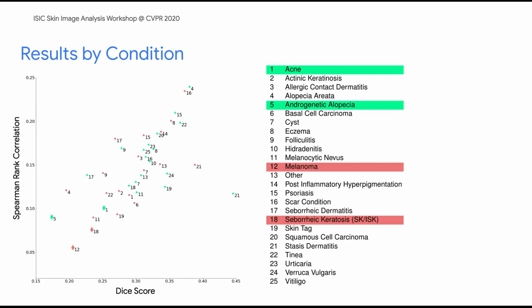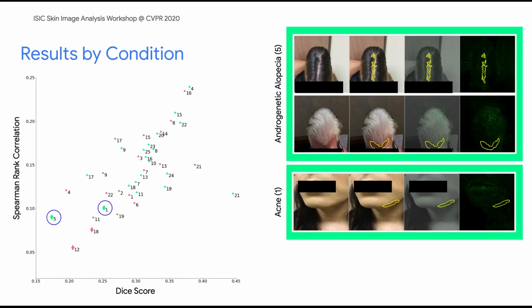We further analyzed these metrics stratified by skin condition. This scatter plot shows the mean Spearman rank correlation plotted against the mean dice score for correctly classified examples of conditions in green and incorrectly classified examples of conditions in red. First, we notice that categories with a higher Spearman rank correlation tend to also have a higher dice score, suggesting that these two metrics are consistent with each other.